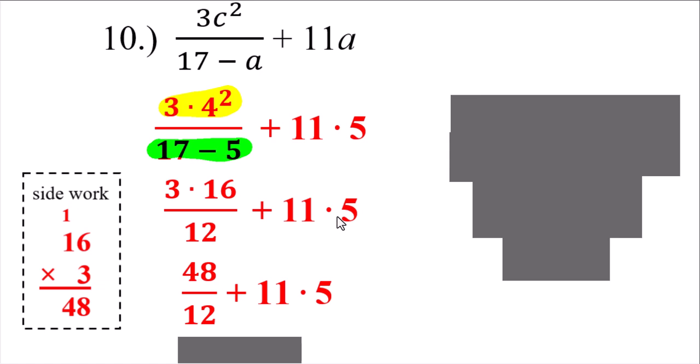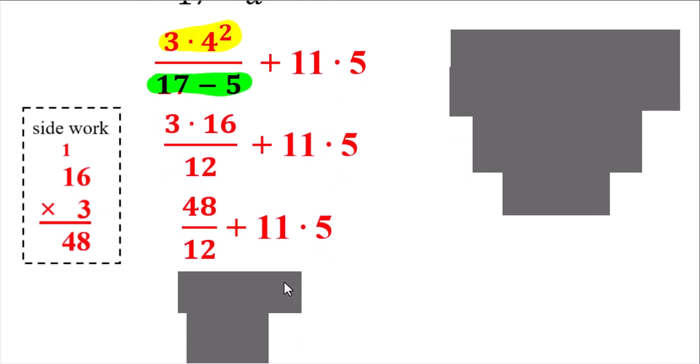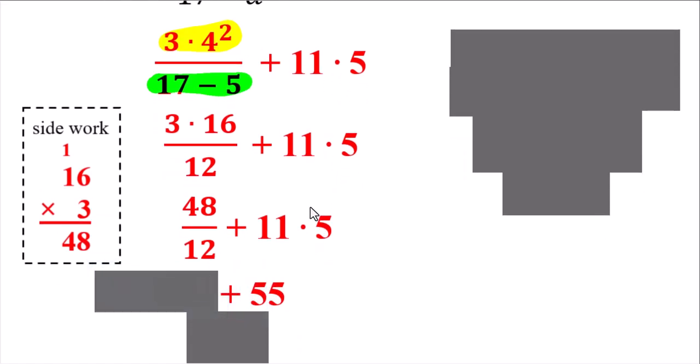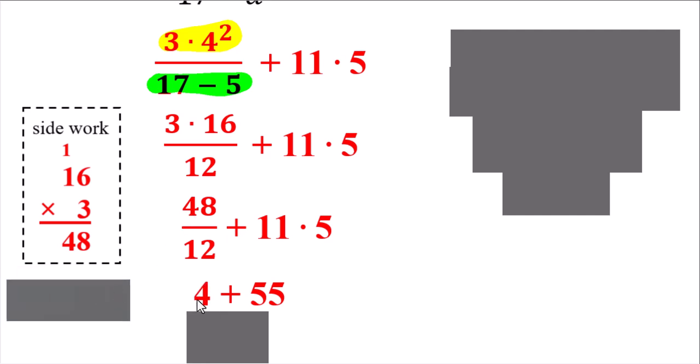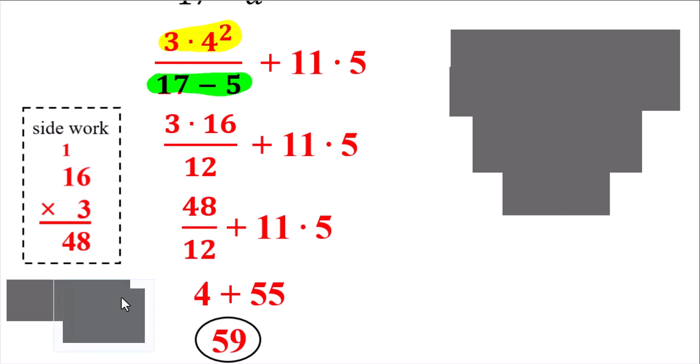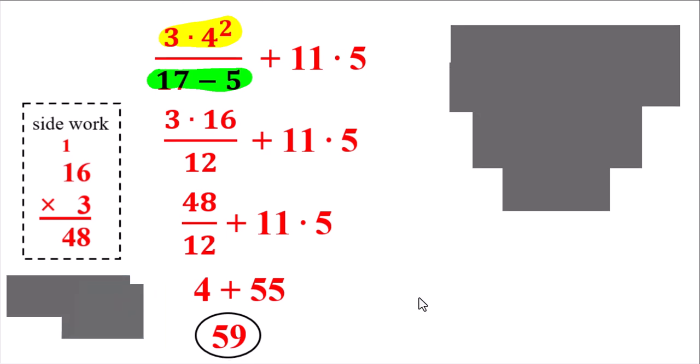Now, if you did 11 times 5 and got 55 a step earlier than me, that's fine, because we know addition, which is in between, would be saved for last. Speaking of multiplication and division, you can do 48 divided by 12 and get 4. Finally add 59. If you need to hit pause and fix your work, please feel free to do so. If you need to rewind the video at any point, you may do that as well.